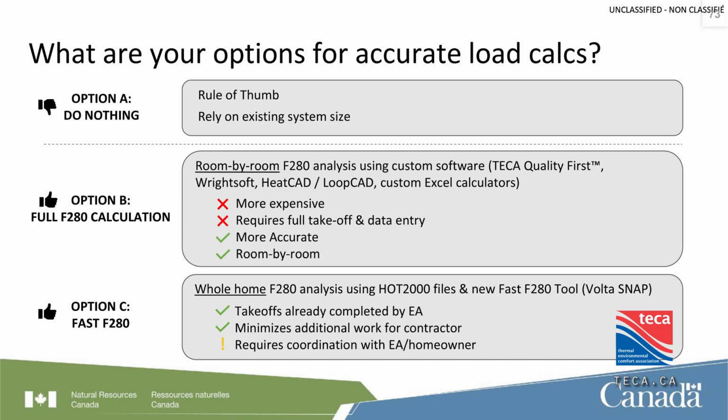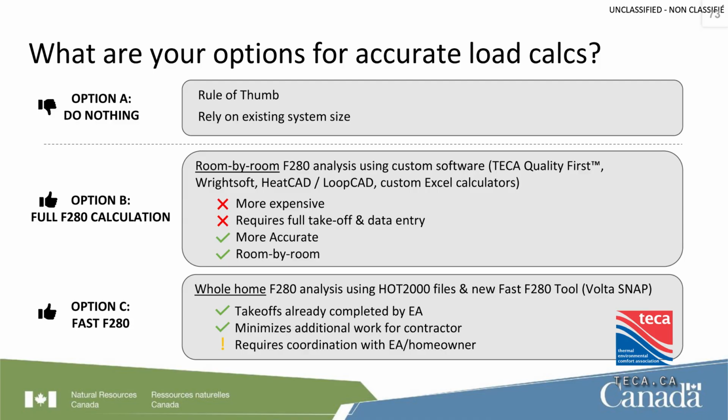A room by room F280 analysis is probably the most thorough one. We have lots of ways of doing that in regards to software. Tekka Quality First is probably the more prominent one here in British Columbia from my conversations with heating contractors. RightSoft has also been used. HeatCAD, LoopCAD, and of course there's some Excel spreadsheets that are available out there.